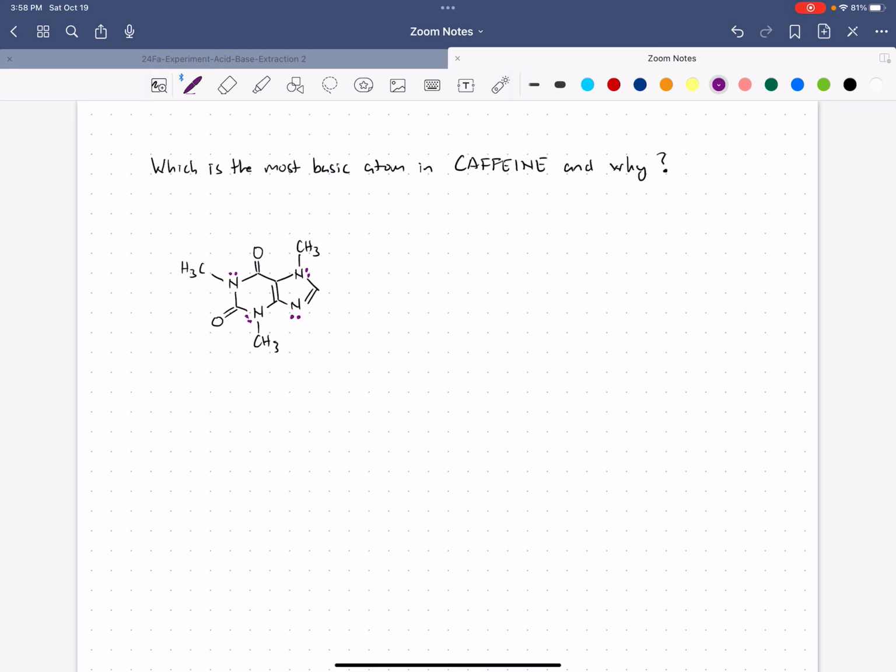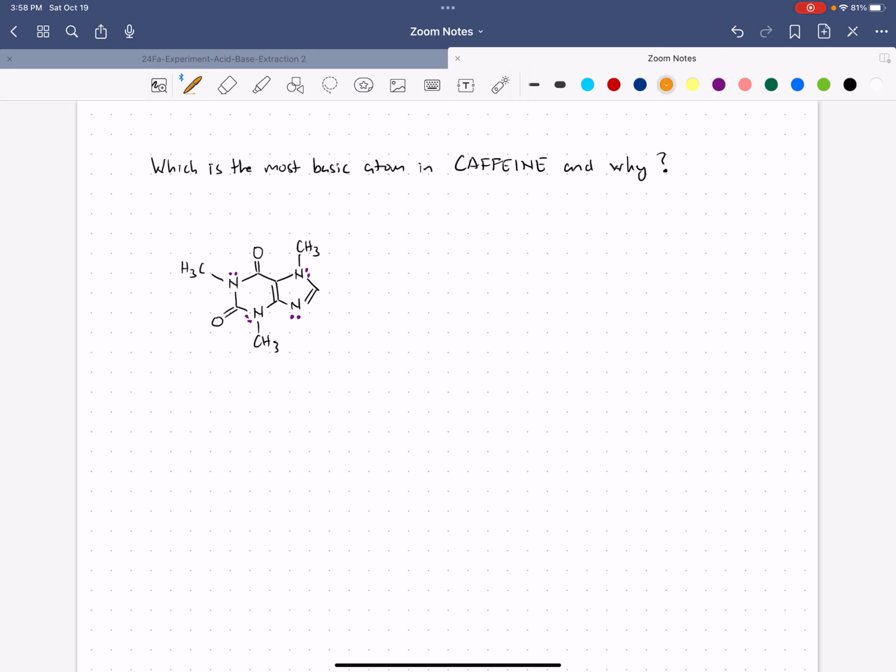Because I teach my class, bases use a lone pair to grab a proton. In this molecule, there isn't any very acidic hydrogen, right? Any hydrogen connected to carbon is not very acidic. So caffeine acts more like a base in water and obviously under acidic solutions.